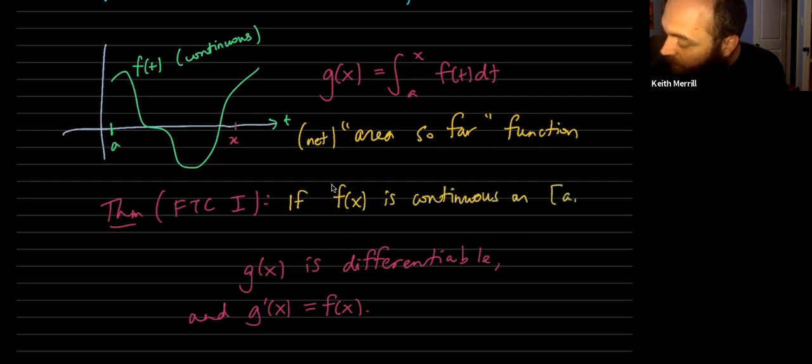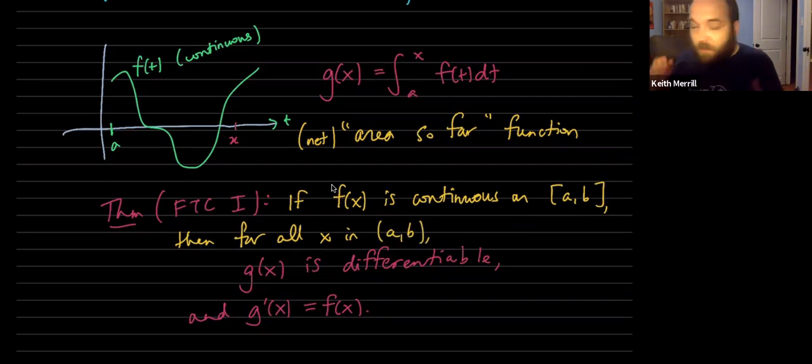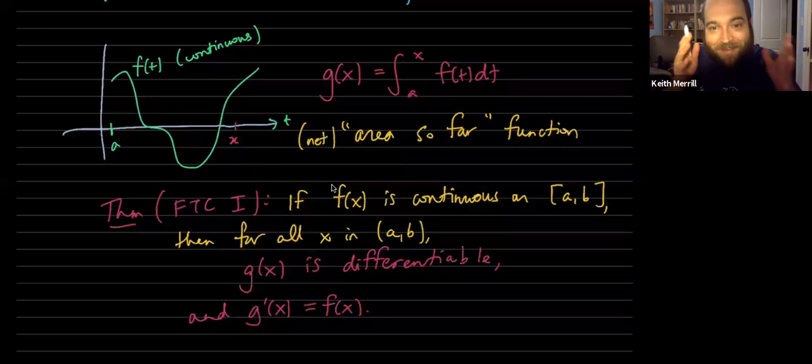on some interval, then for all x in the interval, I'm going to use open intervals just to be safe. I could consult the book, but open intervals should be fine. So if f of x is continuous on this interval a to b, then for any stopping point, basically, that's how you should think of the x, for any x in the interval from a to b, g of x is differentiable. This net area so far function is differentiable, and indeed the derivative is precisely f of x.